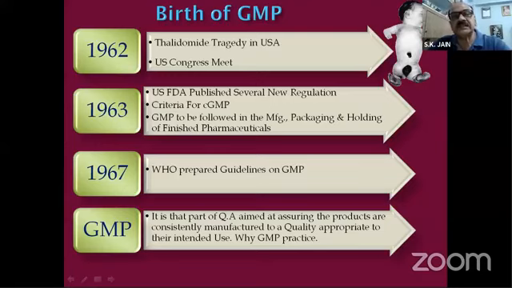So what is the birth of GMP? How did it come into effect? That is very important. We must know how it came into effect. If you see the history of the thalidomide tragedy in USA, you might be knowing about it. In 1962 in USA, there was a great tragedy of the thalidomide drug. It was used for the treatment of sickness, right?